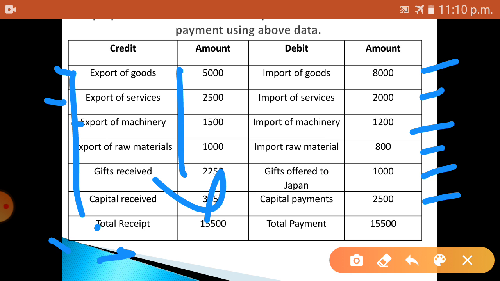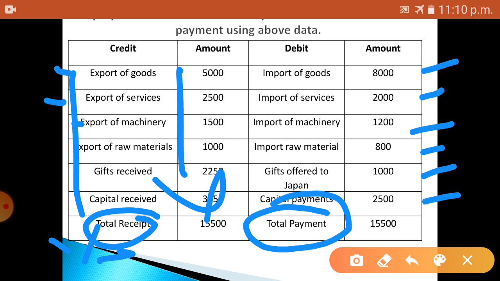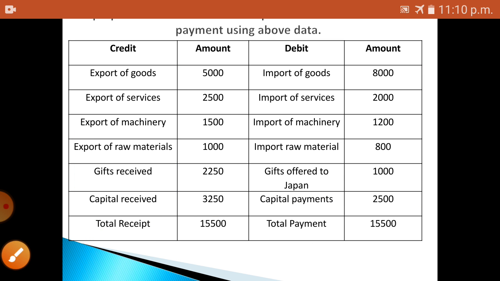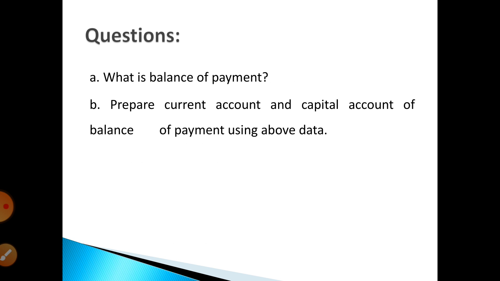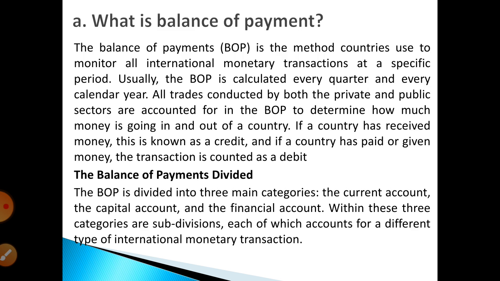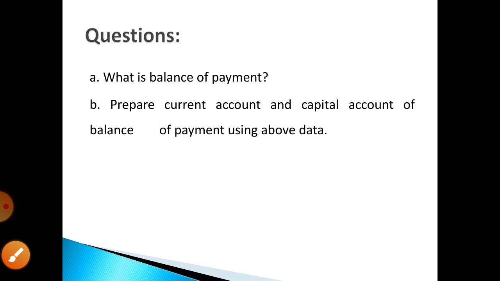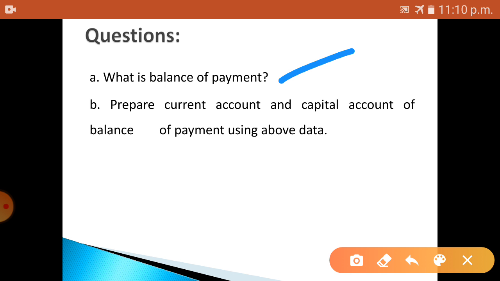On the credit side we should add and write total receipt, whereas on the debit side we should write total payment, and both amounts should tally. It completes your current account and capital account. This is a simple case study. It has been asked every time, okay, but the first question will change.